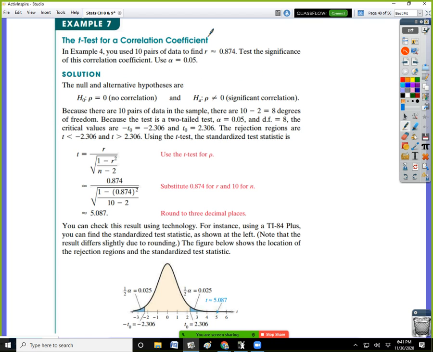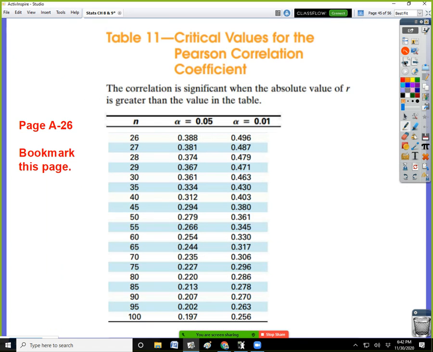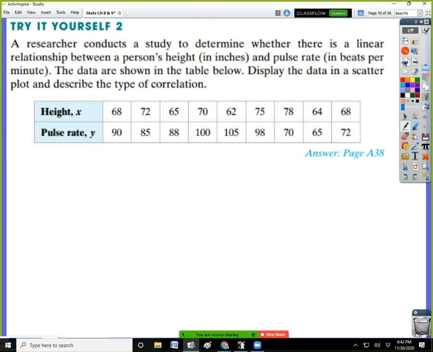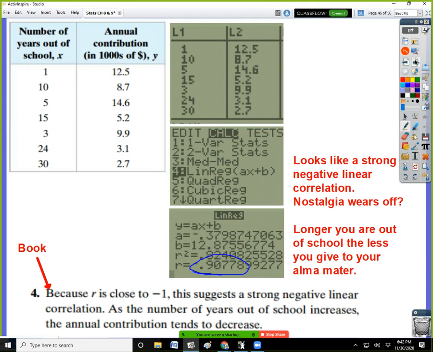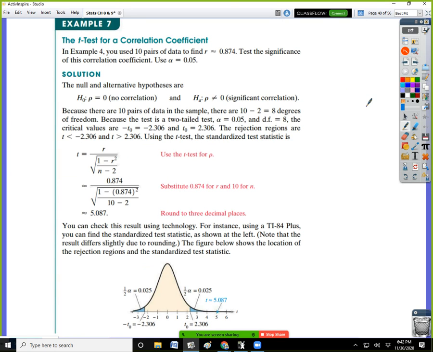All right, a t-test for a correlation coefficient. In example 4, we used 10 pairs of data to find 0.874, did we? I don't know if we did or not. They claimed we did. I don't remember that problem, but whatever. So we found a correlation of 0.874. We want to test the significance at 0.05. So the null hypothesis is there's no correlation, and the alternate hypothesis is there is significant correlation.